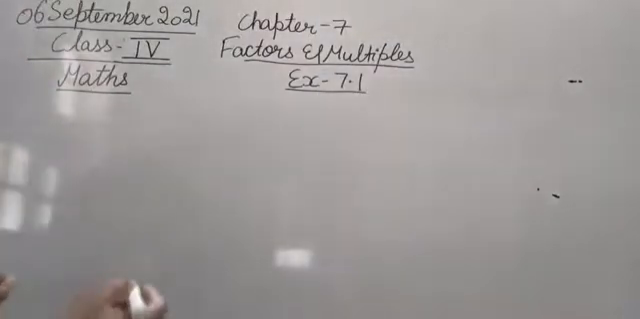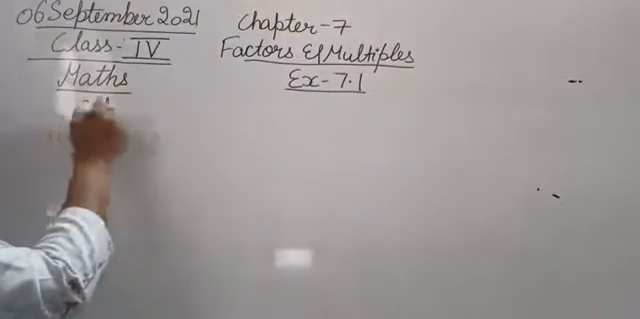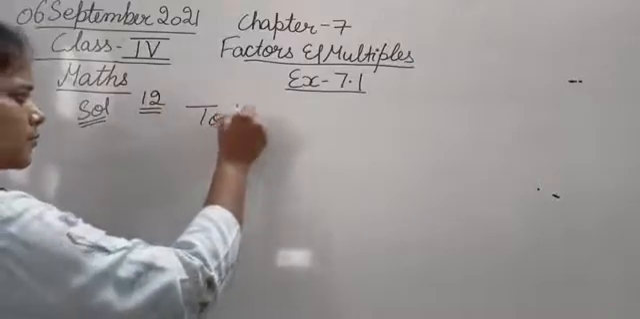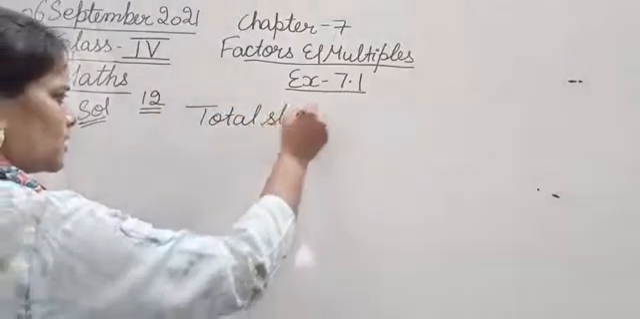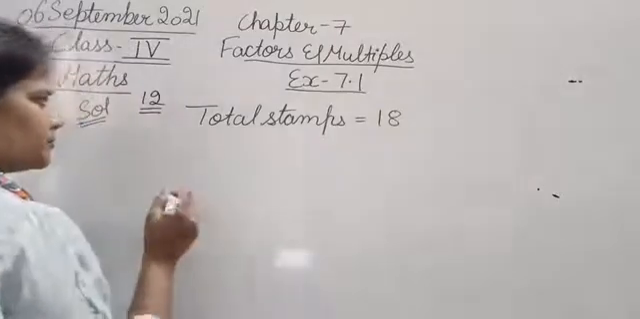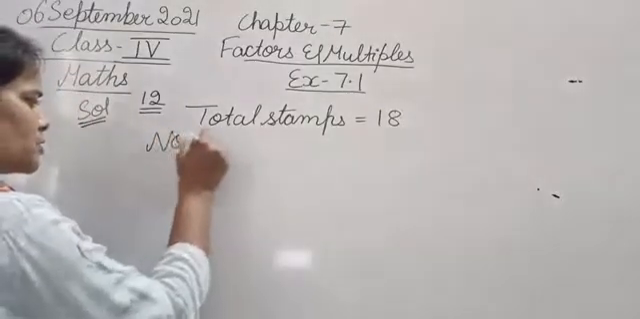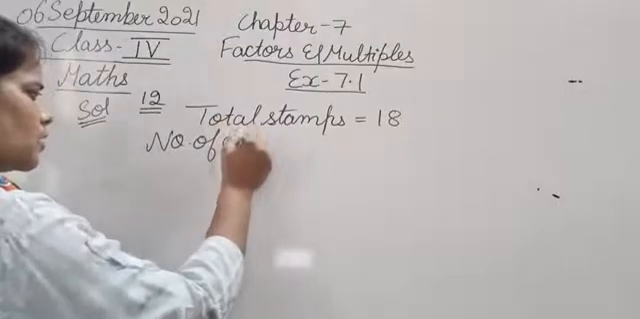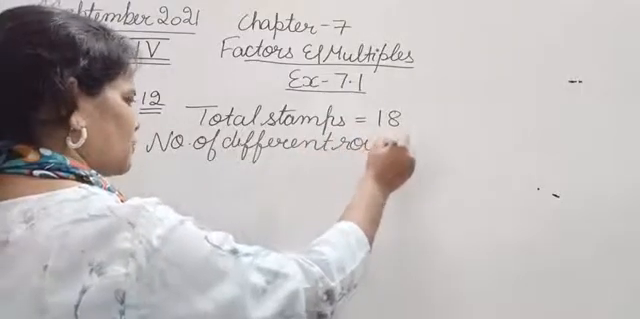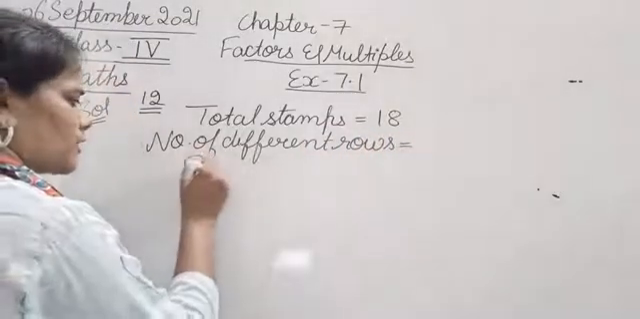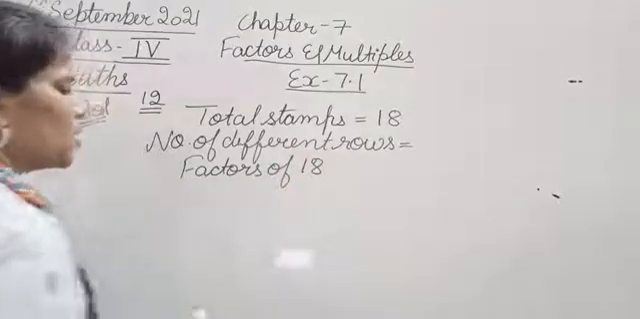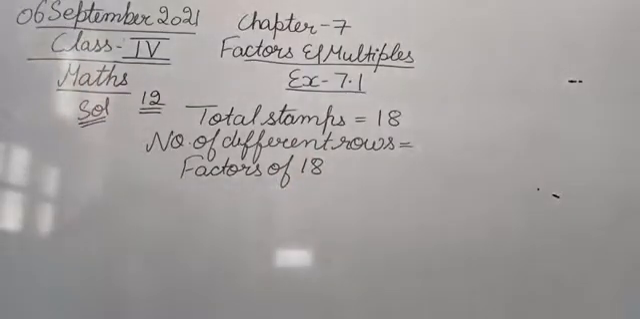Answer number 18, solution of question number 12. This is question number 12. So for that, total stamps, how many total stamps he can make? The total stamps he is having is equal to 18. Okay, number of different rows. So we have to calculate how many different rows he can make. For that we have to calculate the factors of 18.